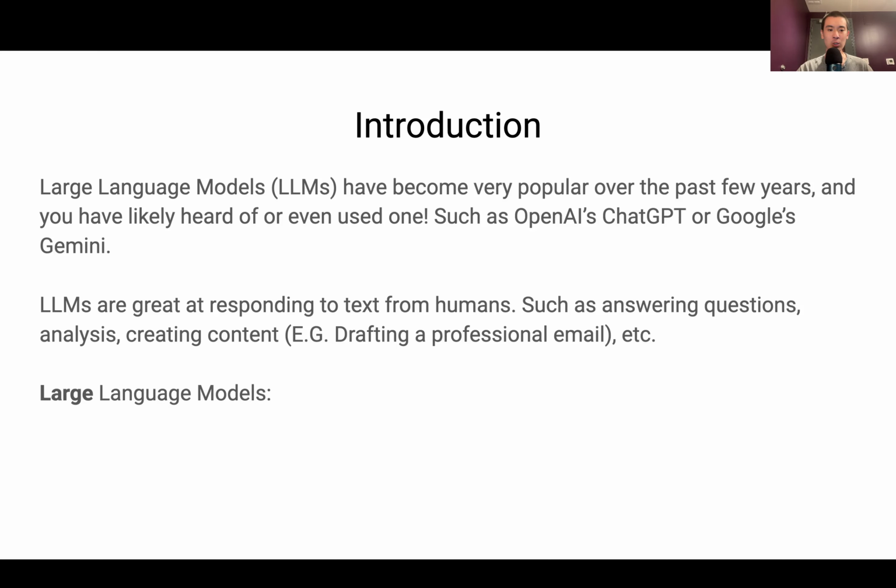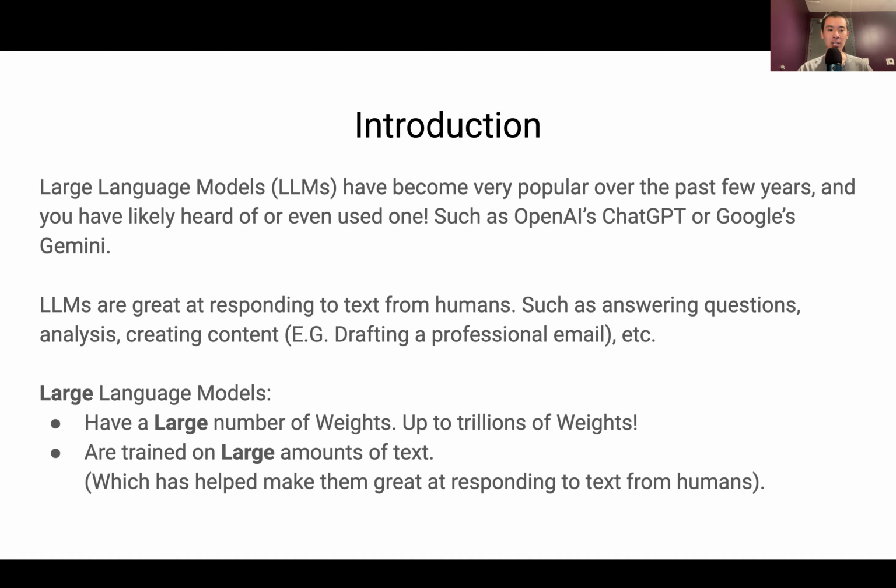Large language models are large because they have a large number of weights, up to trillions of weights, and they are trained on large amounts of text, which has helped make them great at responding to text from humans.